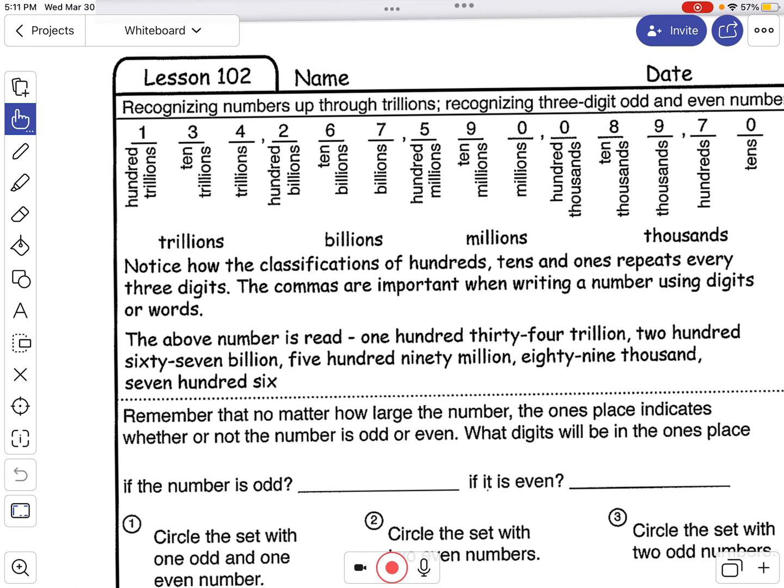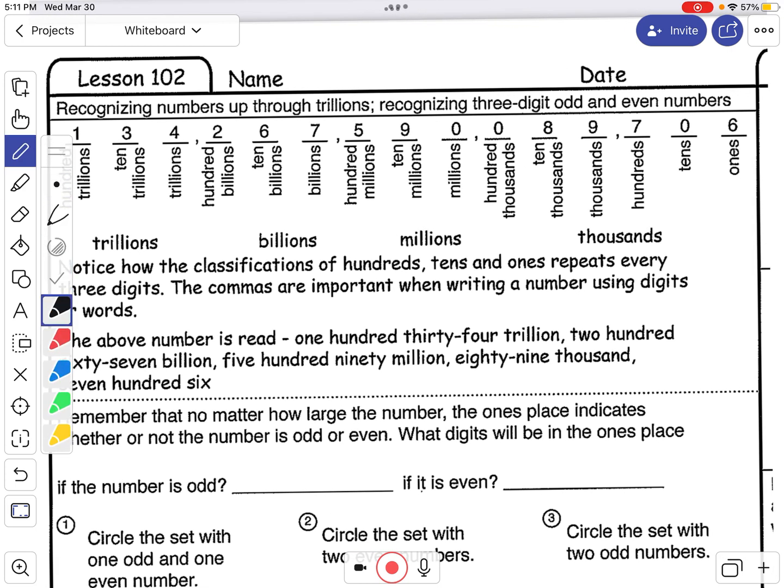Today we're going to learn how to... Whoa, didn't mean to do that. Here, let me get my pen going.